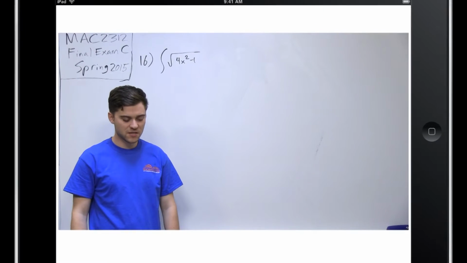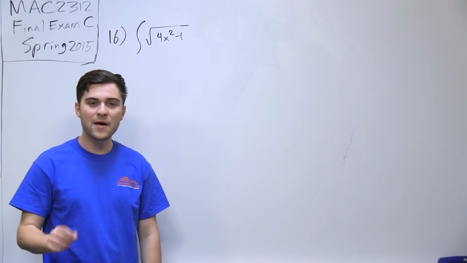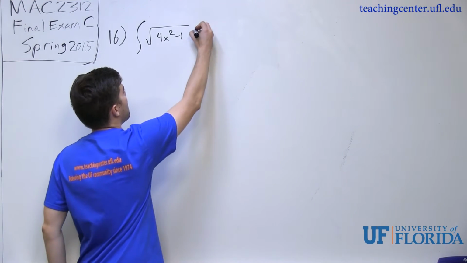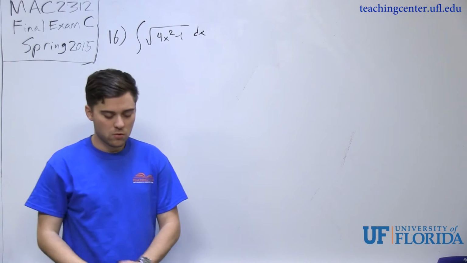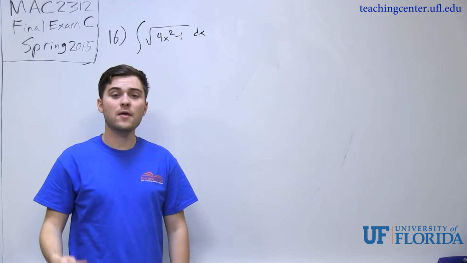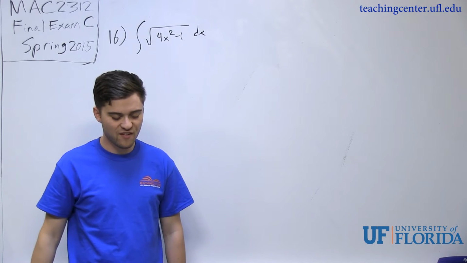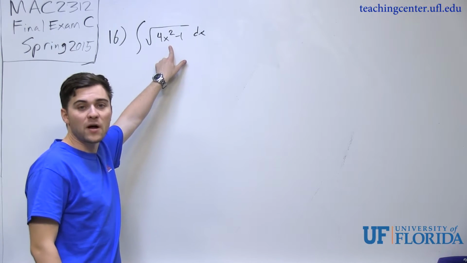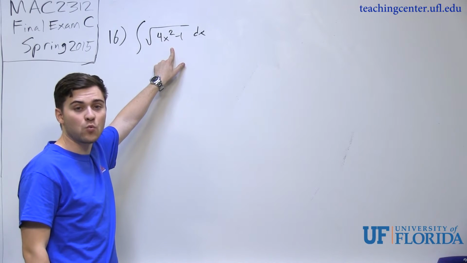So problem number 16 is asking us to find which is the best choice for evaluating the integral square root of 4x squared minus 1. So when I look at my 5 options, 4 of them are trig substitution and the other is factor 4x squared minus 1. So if I factor 4x squared minus 1, I end up getting 2x minus 1 and 2x plus 1.